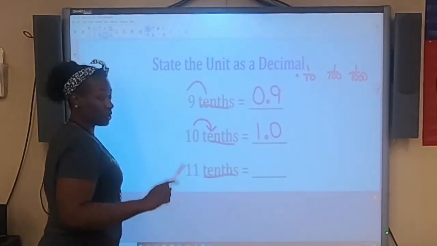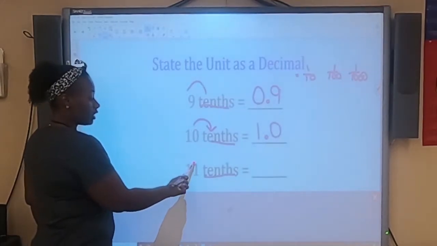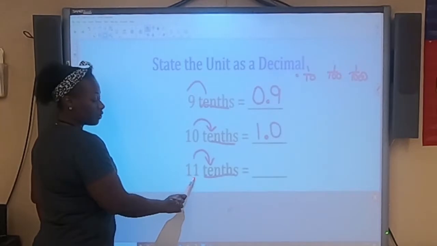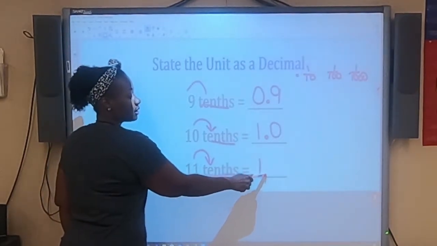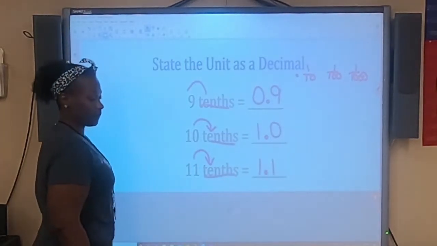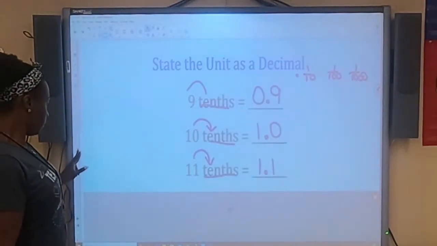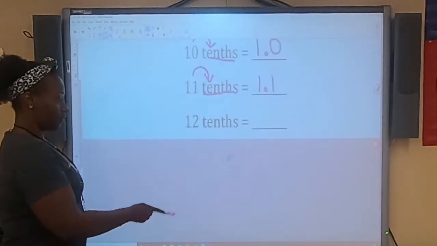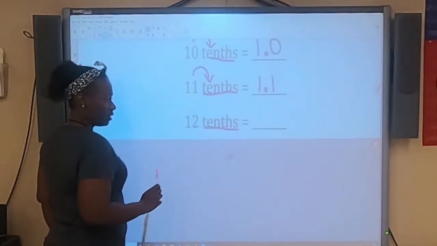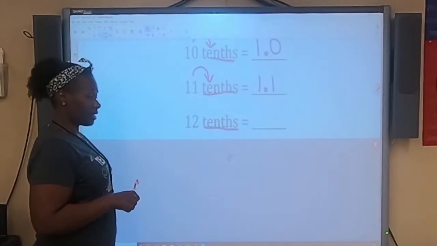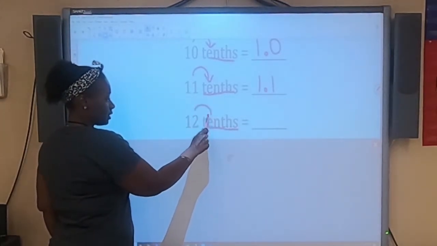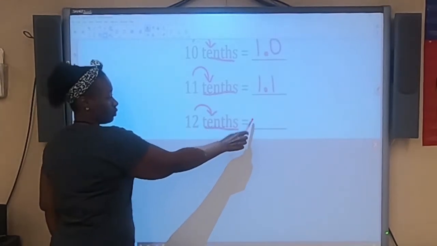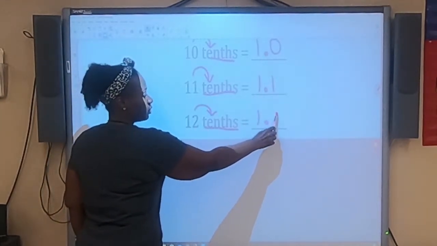Tenths means I need one decimal place. This 1 gets to sit there, which means this 1 has to shift. So 11/10 would be 1.1. Once again, we have tenths, which is the first decimal place after. The 2 gets to sit there, which means the 1 has to shift. So 12/10 would be 1.2.